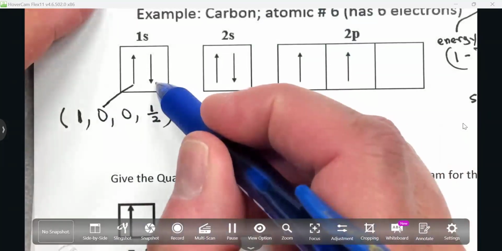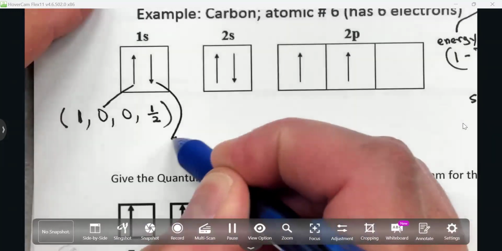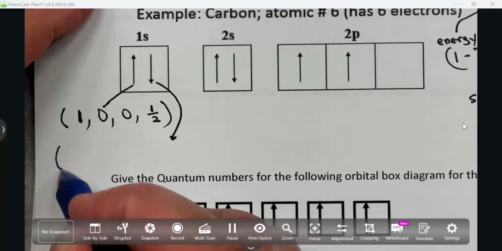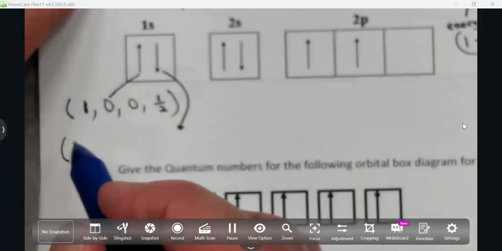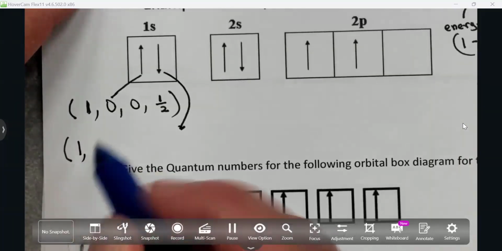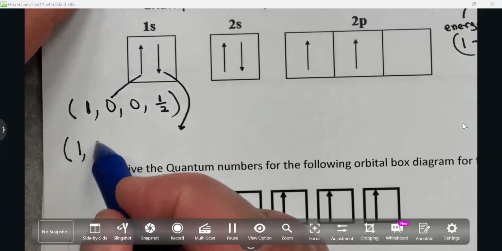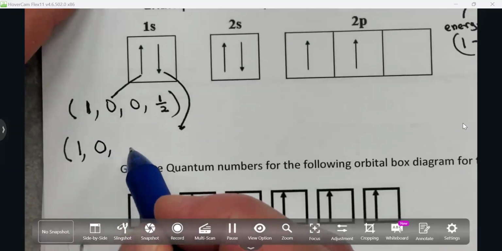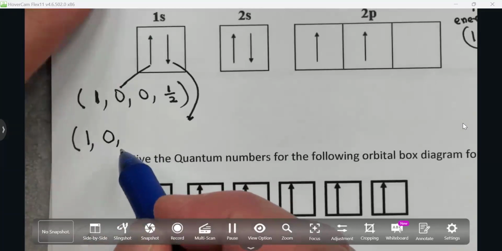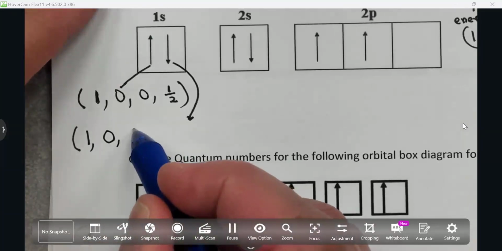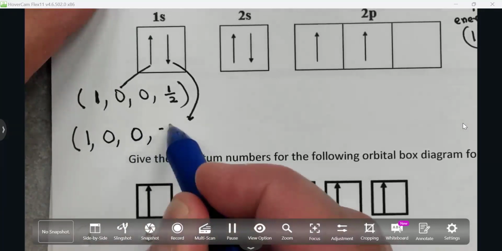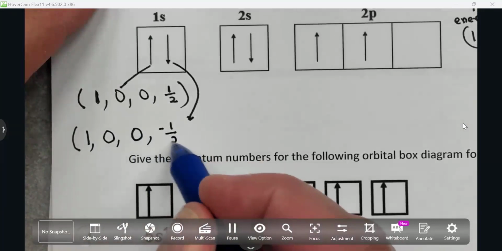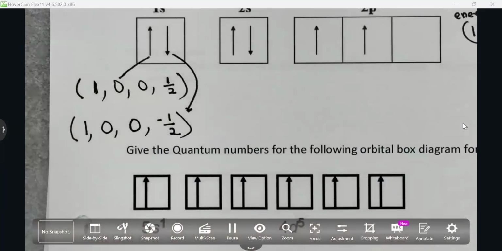So if we do this one, left parenthesis, what level are we in? We're in level 1, yes. 0 for S, 1 for P, 2 for D, so 0 for S. -0 to +0 or 0. And the last number, it's spinning the opposite way.